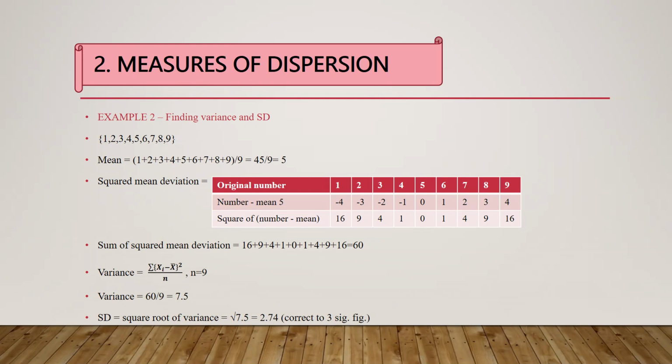60. Recall that variance is the sum of squared mean deviation divided by n, where n is the number of data you have. And here we have 9 data, and therefore your n is 9. So variance would be 60 divided by 9, and that gives you 7.5. To calculate standard deviation, it's the square root of variance, so you can simply take the square root of 7.5. If you take 3 significant figures, that gives you 2.74.